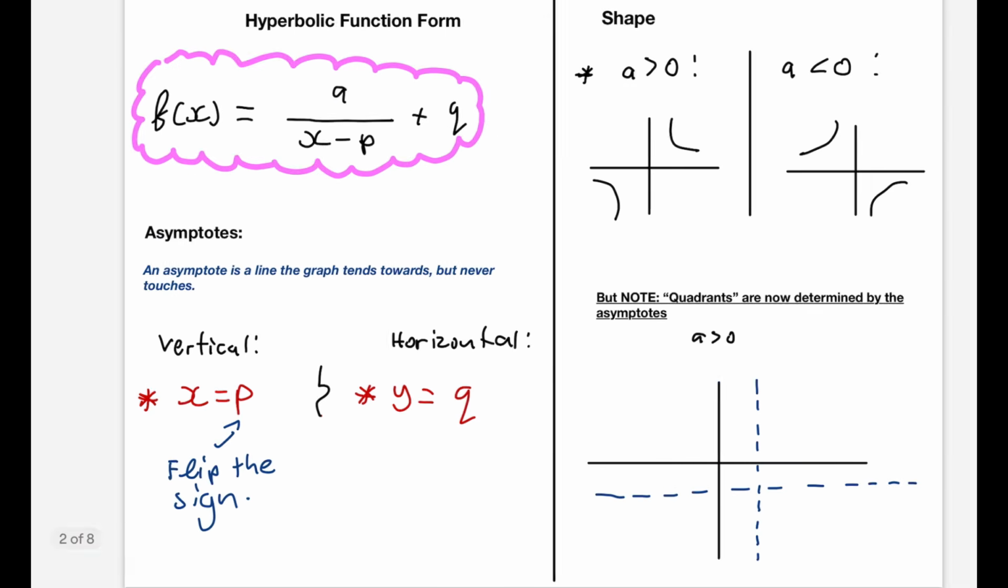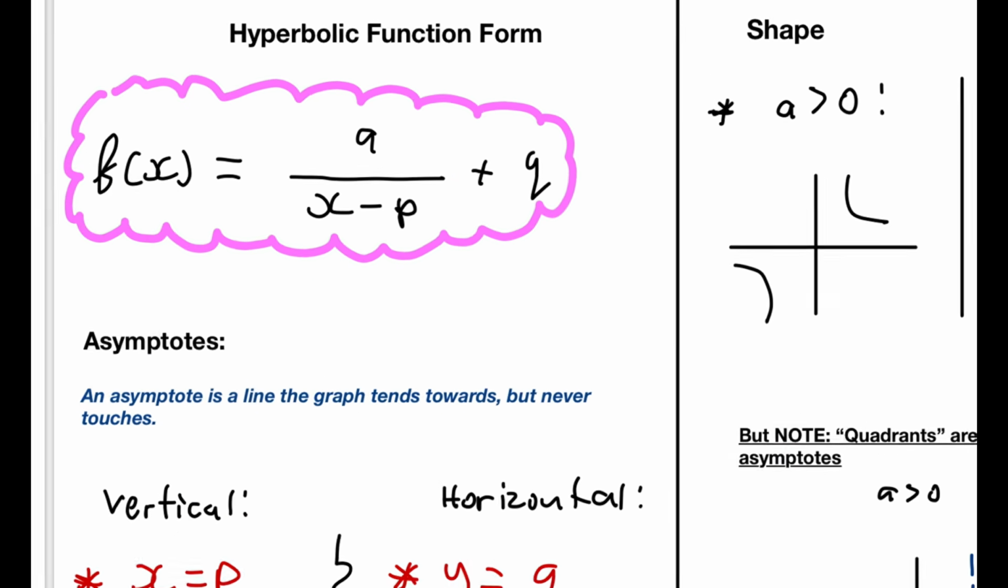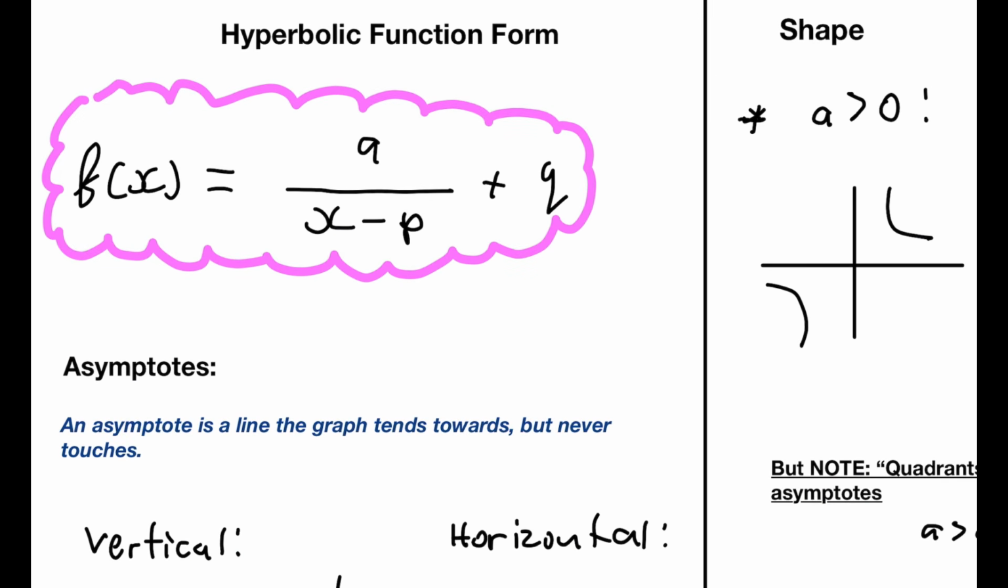Now, grade 11s and 12s, today we're going to be talking about both the hyperbolic and exponential functions. Let's get started on the hyperbolic function. The hyperbola has the following general formula: f of x is equal to a over x minus p plus q.